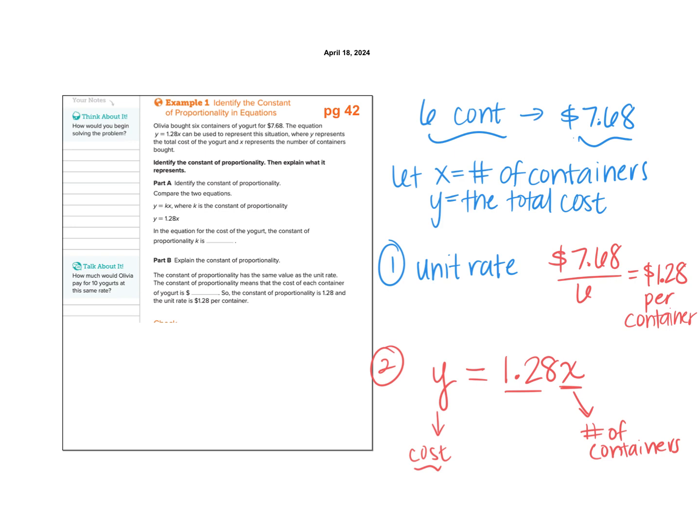Now, it might say, hey, what's the constant of proportionality? Well, my constant of proportionality is $1.28. My unit rate, if it asks me that, needs a label. That stands for $1.28 per container.